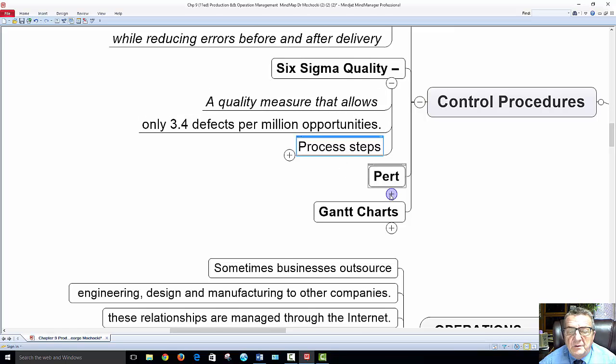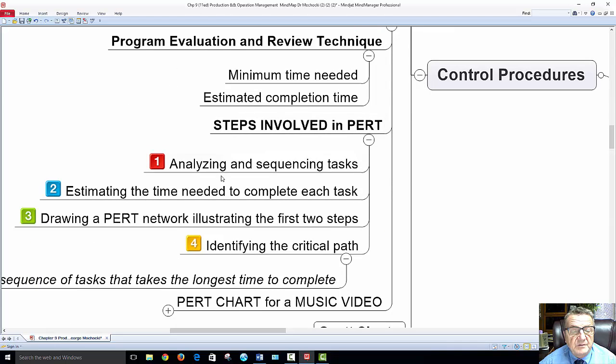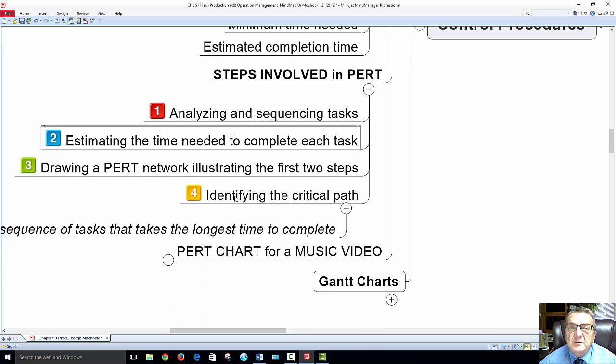Okay, so now what's the PERT? We talked about that. The steps involved in analyzing sequences of tasks. Same thing if I'm bringing in a new process or service, estimating the time needed to complete a task.